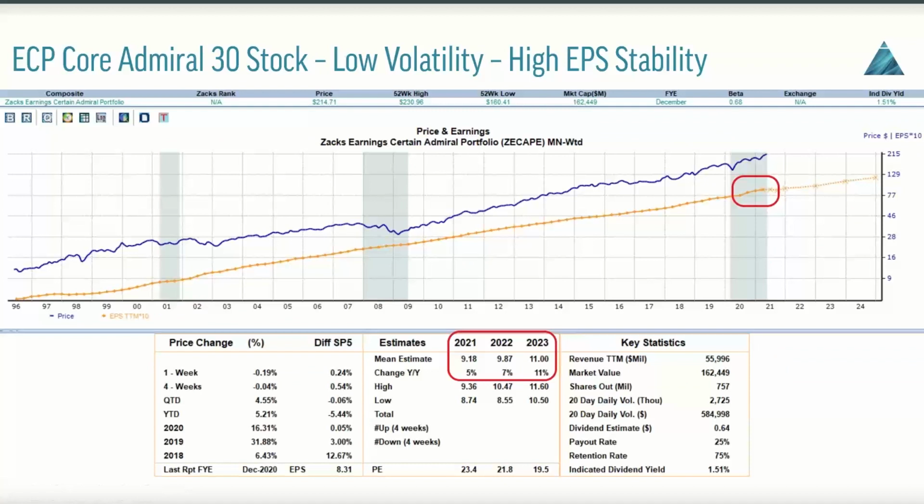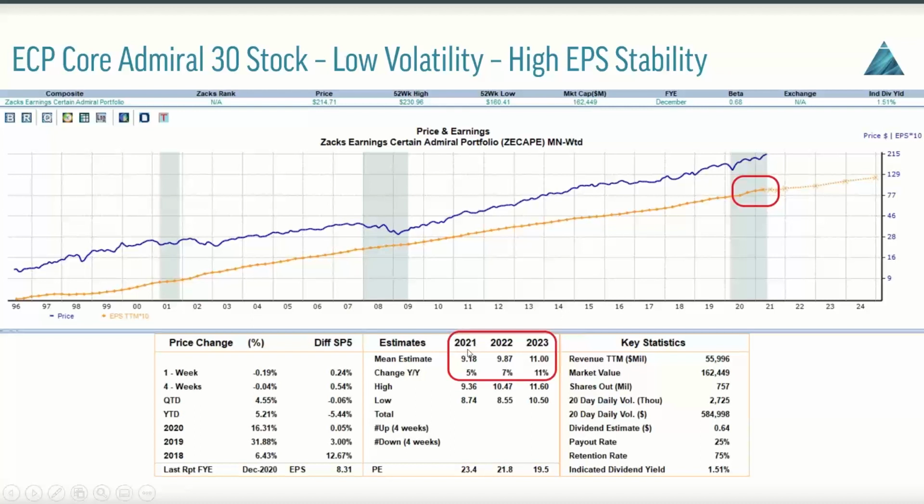So here's where you can start seeing a little bit of the difference with the 30 stock Admiral. Again, low volatility, just like the 75 stock portfolio. This portfolio literally rips through every recession really unscathed. I mean, these are the 30 best of the best companies. And you can see they actually pulled forward growth during COVID. So they actually had a little bit of a growth acceleration.